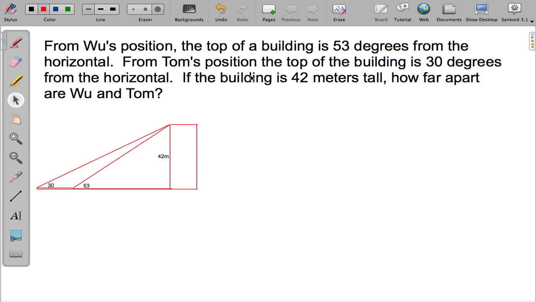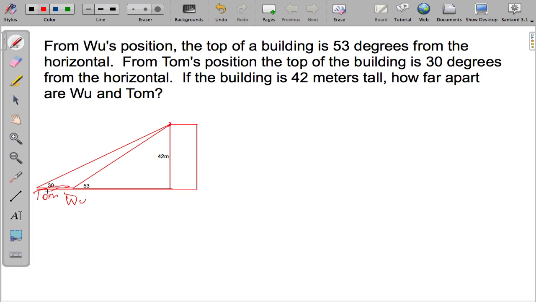Okay, in this trigonometry problem, we are looking at a situation where from Wu's position, the top of a building is 53 degrees. So Wu is standing here. And from the horizontal, and from Tom's position, the top of the building is 30 degrees. So here's Tom's position. Okay, and they're both looking up to the top of a building here. Okay, if the building is 42 meters tall, how far apart are Tom and Wu?